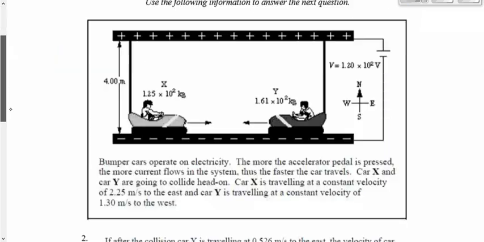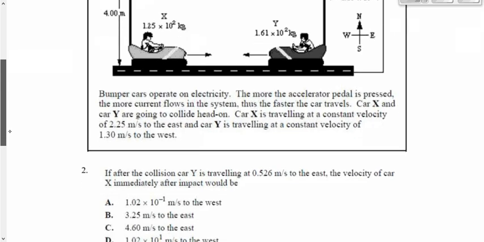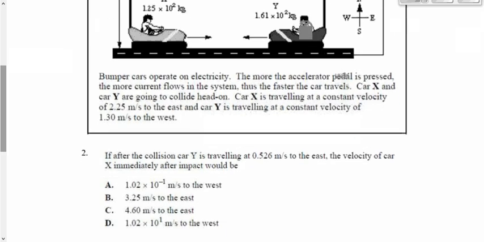And finally, the last question, the fun one because it's bumper cars. Bumper cars operate on electricity. The more the accelerator pedal is pressed, the more current flows in the system, thus the faster the car travels. X and Y are going to collide head on. X is traveling one way, Y is traveling the other way, east and west. Okay, draw attention to that. If after the collision, car Y is moving at 0.526 to the east, car X is moving which way?